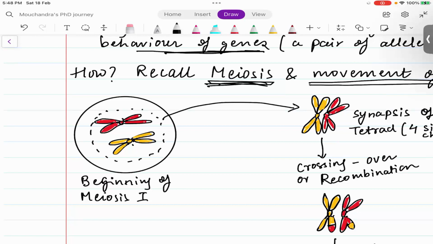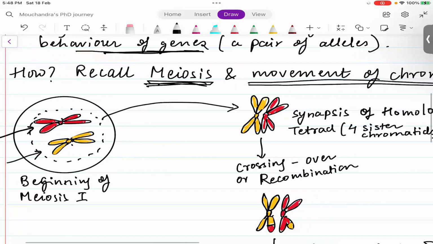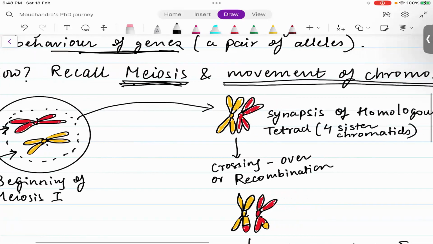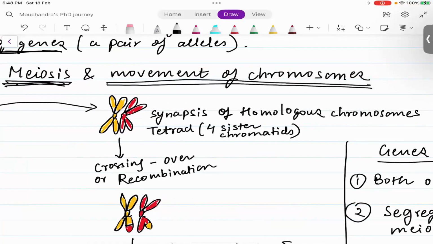Within this cell, say this red chromosome has come from the father, or paternal. Another chromosome has come from the mother. Now when we zoom in and see what happens to this homologous chromosome in subsequent steps of meiosis 1, if you recall, these two homologous chromosomes pair and form what is called a synapsis, which is also called a tetrad. These are all things we have studied already in class 11, which I'm just revising for your convenience.